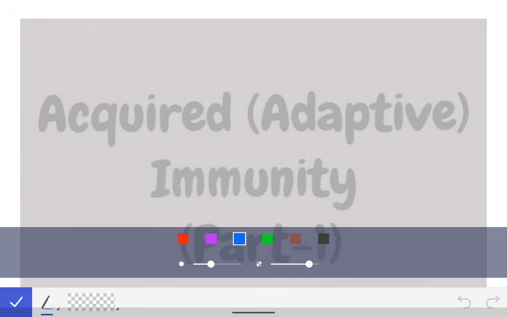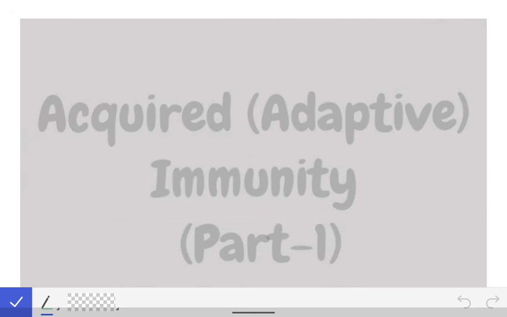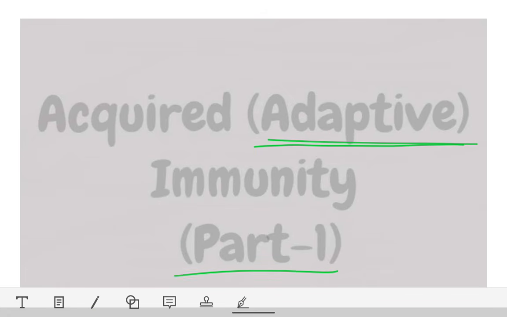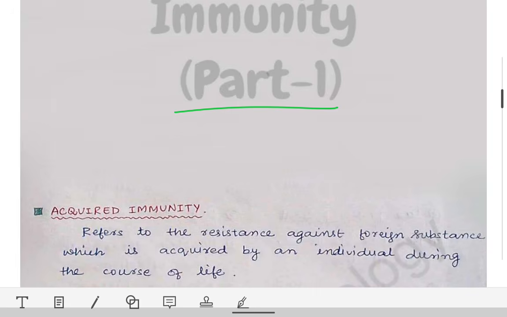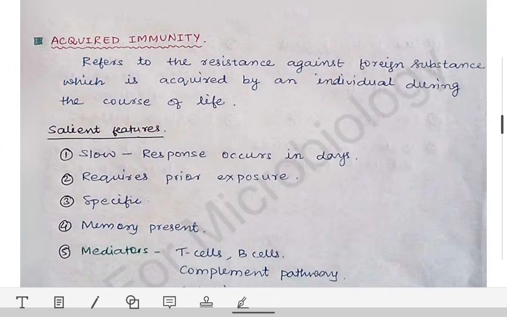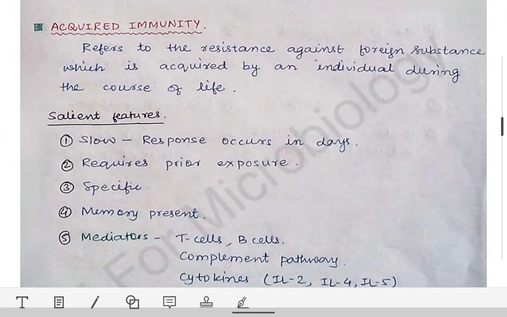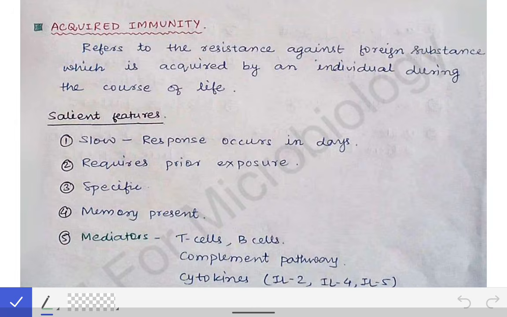Now, since we have learnt about the innate immunity, it's time to turn to the acquired immunity. The acquired immunity is also called the adaptive immunity. This is the first part of the acquired immunity, where we will be discussing the definition of the acquired immunity, some of the salient features of the acquired immunity, and the types of the acquired immunity.